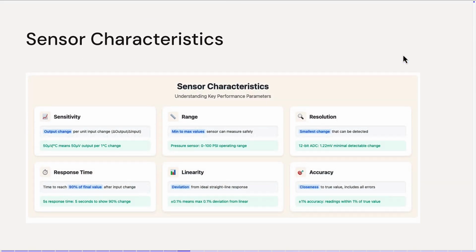So another thing that is important to know is the sensor characteristics. And here we introduce the key performance parameters. When you buy a sensor, you must understand its performance.